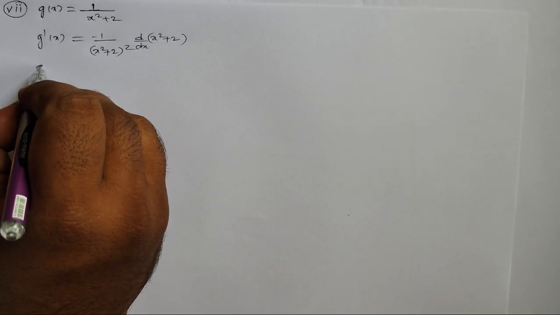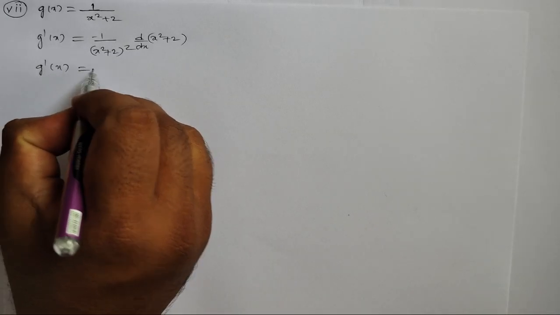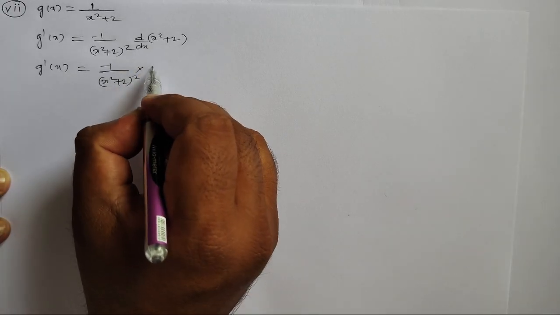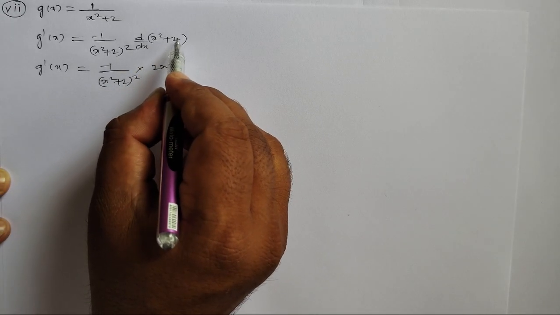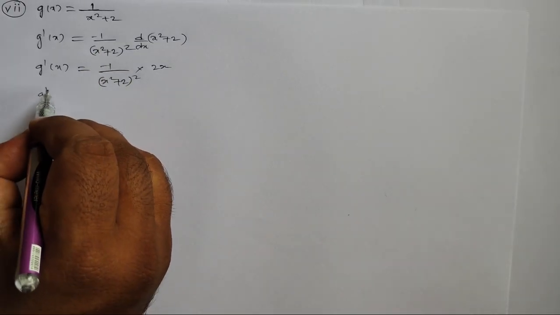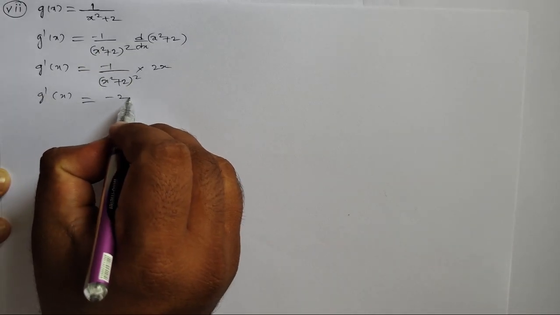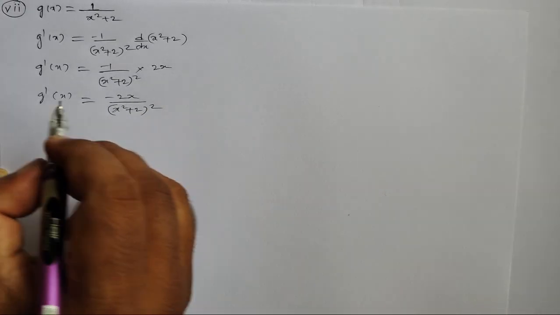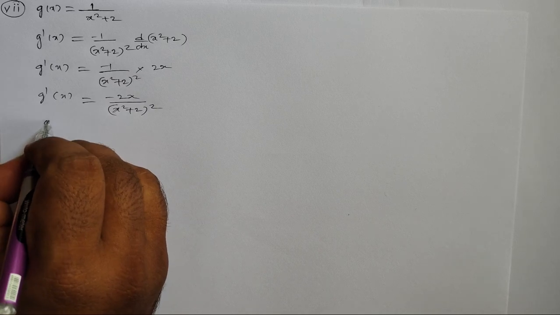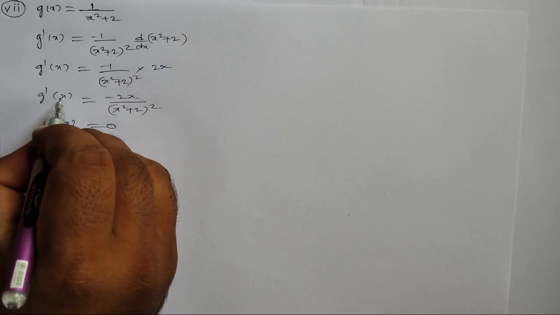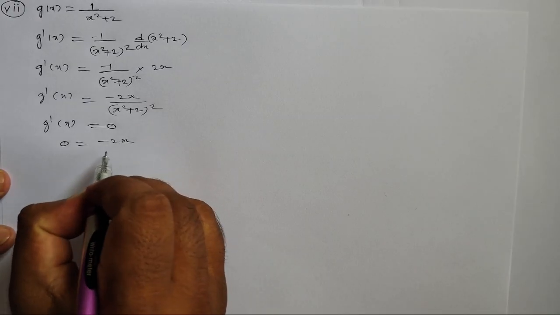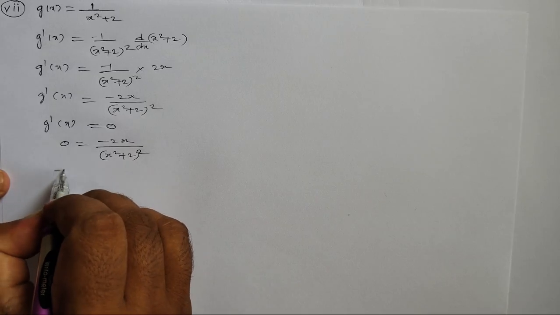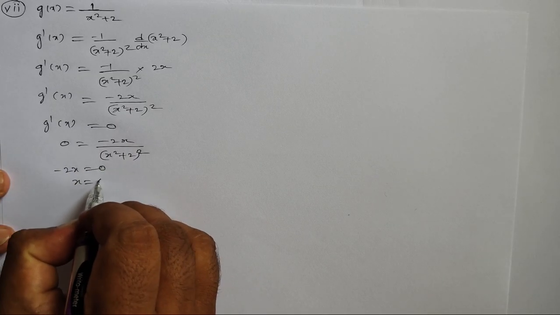So g dash of x is equal to minus 1 by x square plus 2 whole square into the derivative of x square, which becomes 2x. The derivative of the constant is 0. That is equal to g dash of x equal to minus 2x divided by x square plus 2 whole square. Now g dash of x is equal to 0, so 0 is equal to minus 2x divided by x square plus 2 whole square. Taking this to the other side, minus 2x is equal to 0. What is the x value? x is 0.